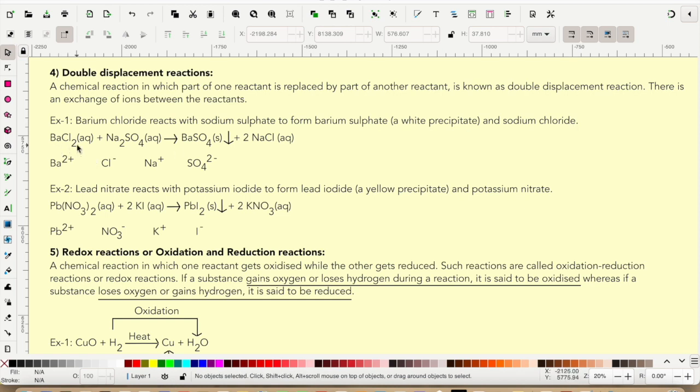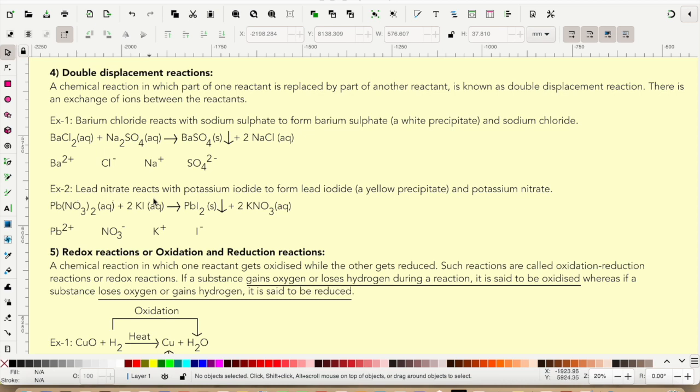Barium chloride is made of Ba++ and Cl- ions. Similarly, sodium sulfate is made of Na+ and SO4-- ions. Ba++ combines with SO4-- to make BaSO4. Similarly, Na+ combines with Cl- to make NaCl. This way, exchange of ions takes place.